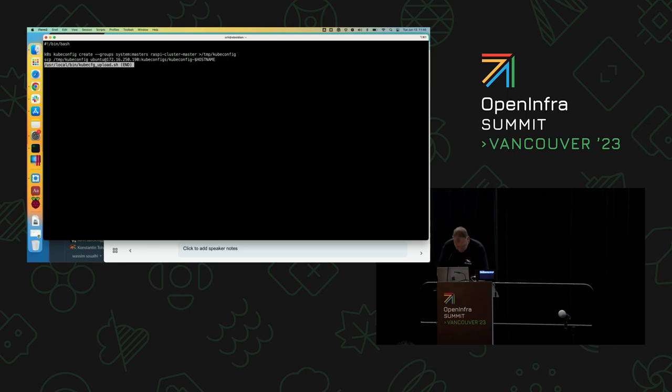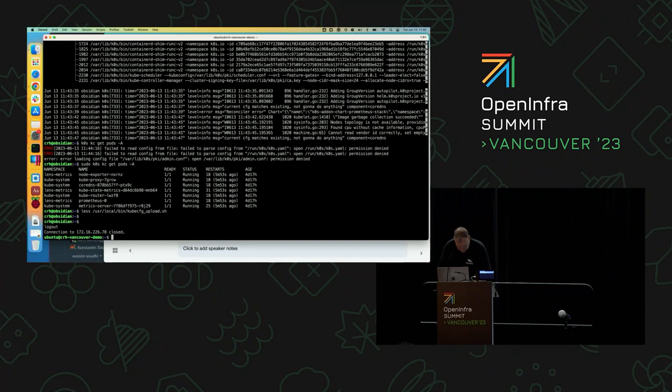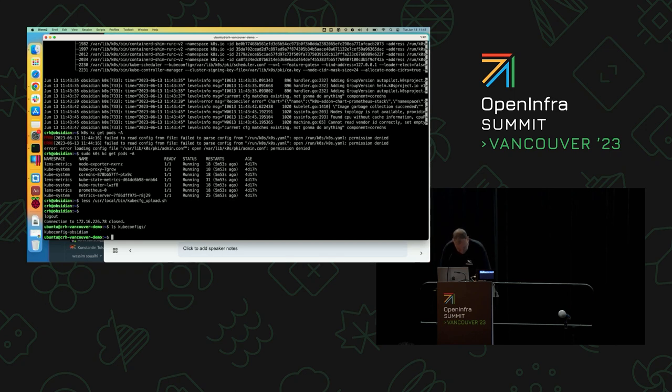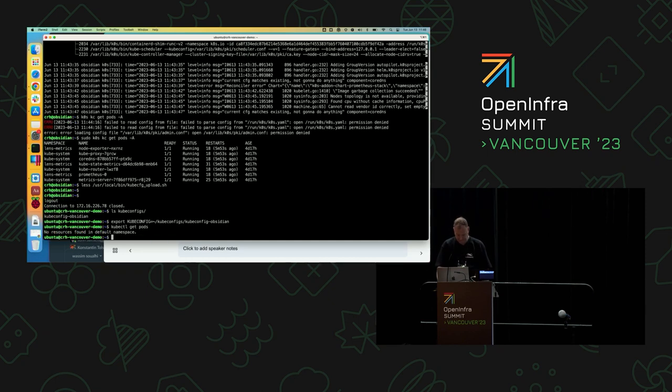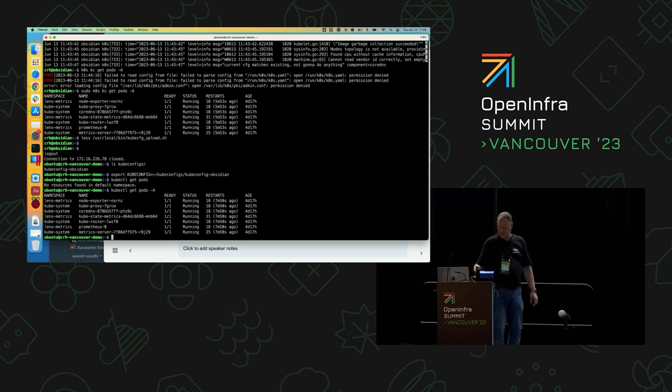So now we are on the main server, and the kubeconfig is in kubeconfig dash obsidian. This is the host name of this machine. Maybe we should look at all namespaces, otherwise we will not see the pods. Of course, you see here the same pods.